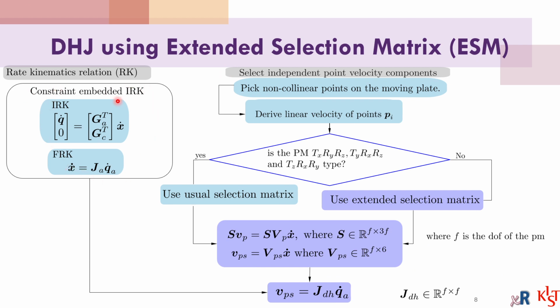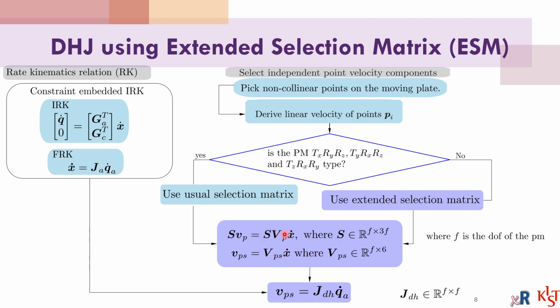So first we derive the rate kinematics with the constraint embedded in it, and then obtain the independent point component velocities from the moving plate. So in order to represent the motion of the moving plate with the point's linear velocity, we have to pick sufficient non-collinear points on the moving plate and then derive the linear velocity of those points. And then we have to check if the manipulator is different from these three types of specific manipulators. If no, we have to use the usual selection matrix. If yes, we have to apply the extended selection matrix.